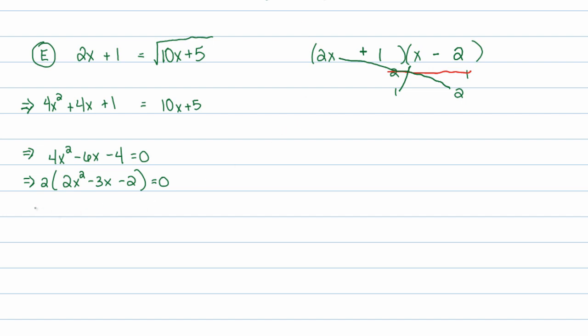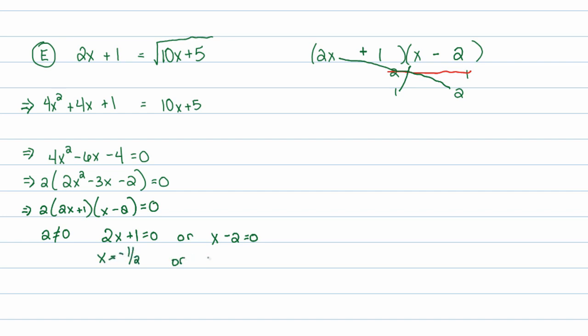So when we factor this, it'll turn into 2 times the quantity 2x plus 1 times the quantity x minus 2 is equal to 0. I have 3 objects multiplying to become 0. Means either the first object is 0, which, well, come on, 2 is never 0. Or the second object is 0. Or the third object is 0. Solving for x, you get x equals a negative 1/2 or x equals 2. And remember, check by substituting these back into the original equation.